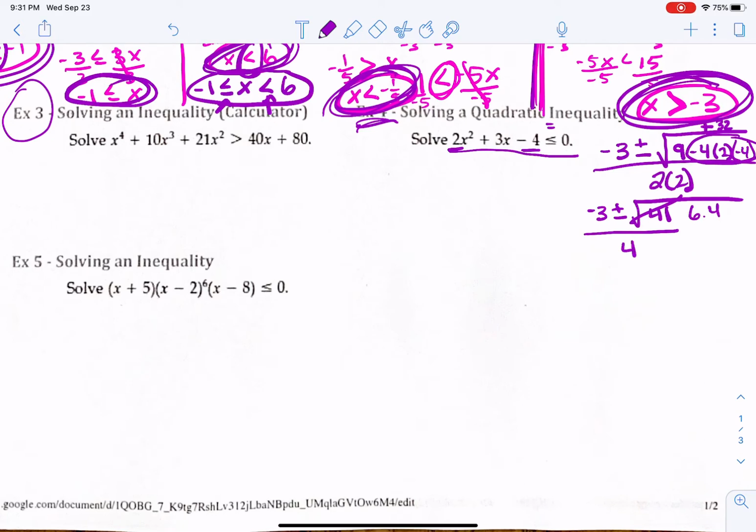So I have -3 plus 6.4 divided by 4, and I have -3 minus 6.4 divided by 4. Okay, so let's do that real quick. I'm using my phone as a calculator, which I do not recommend at all. So -9, that's not what I want to do.